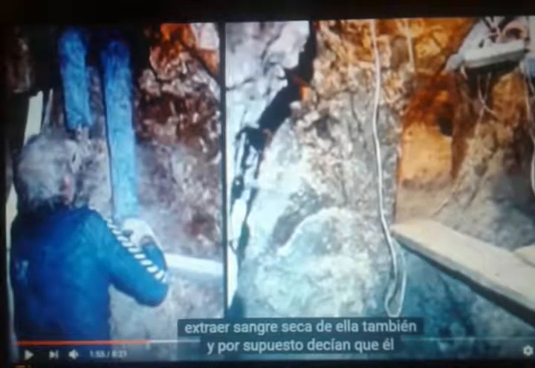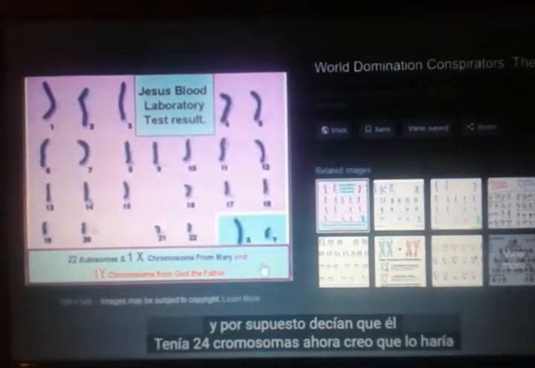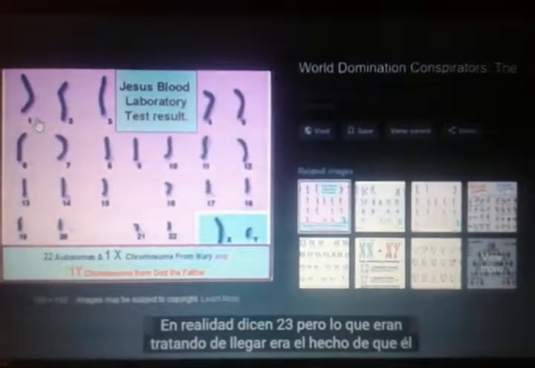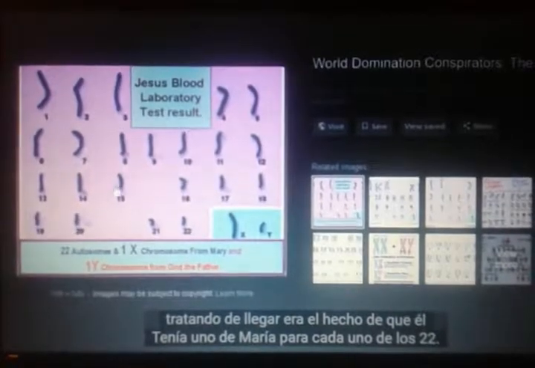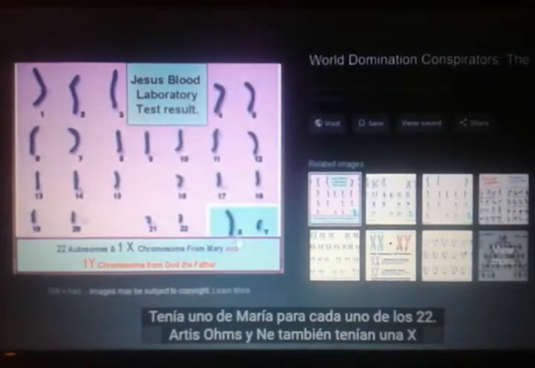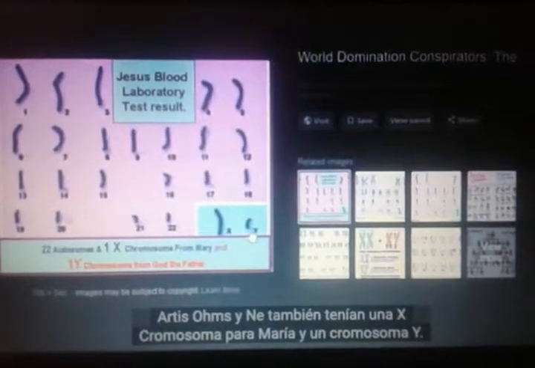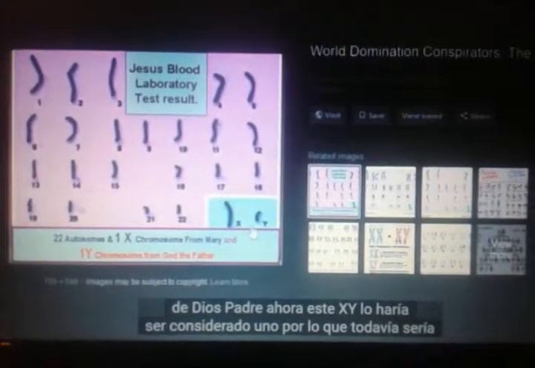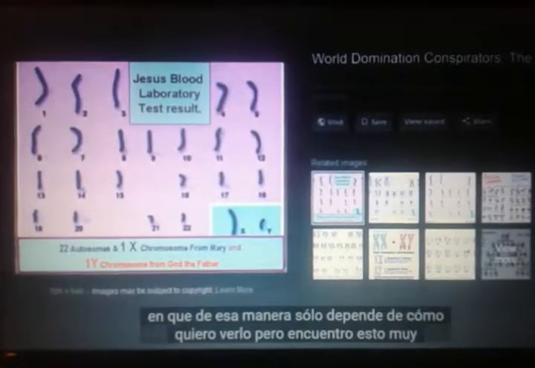And, of course, they were saying that he had 24 chromosomes. Now, I think you would actually say 23, but what they were trying to get at was the fact that he had one from Mary for each of the 22 autosomes. And then he had also one X chromosome from Mary and one Y chromosome from God the Father. Now, this XY would be considered one, so it'd still be called 23, I think, if you wanted to look at it that way. It just depends on how you want to look at it.